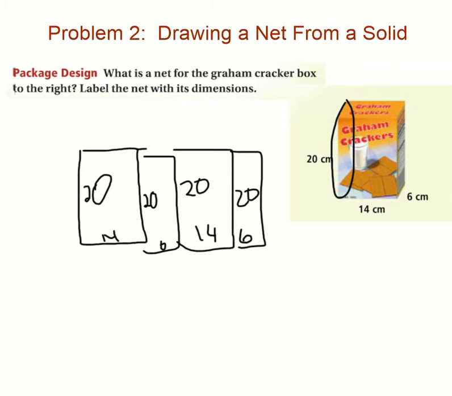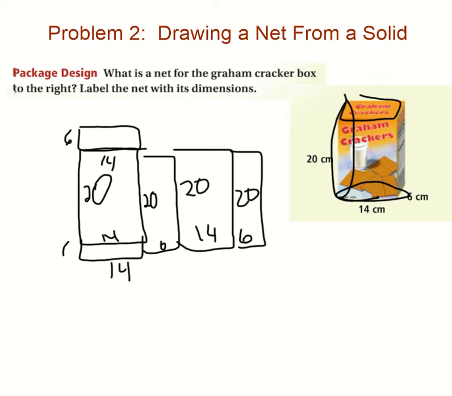And so if we think about, okay, well, this top right here, that could be connected right here. And that's going to be, well, we know it's 14, but what would this length here? Well, it can't be 20 because it's smaller, so it's got to be that 6. And so there's also got to be one of those faces on the bottom, so that would be right here. It's going to be 14 again by 6.